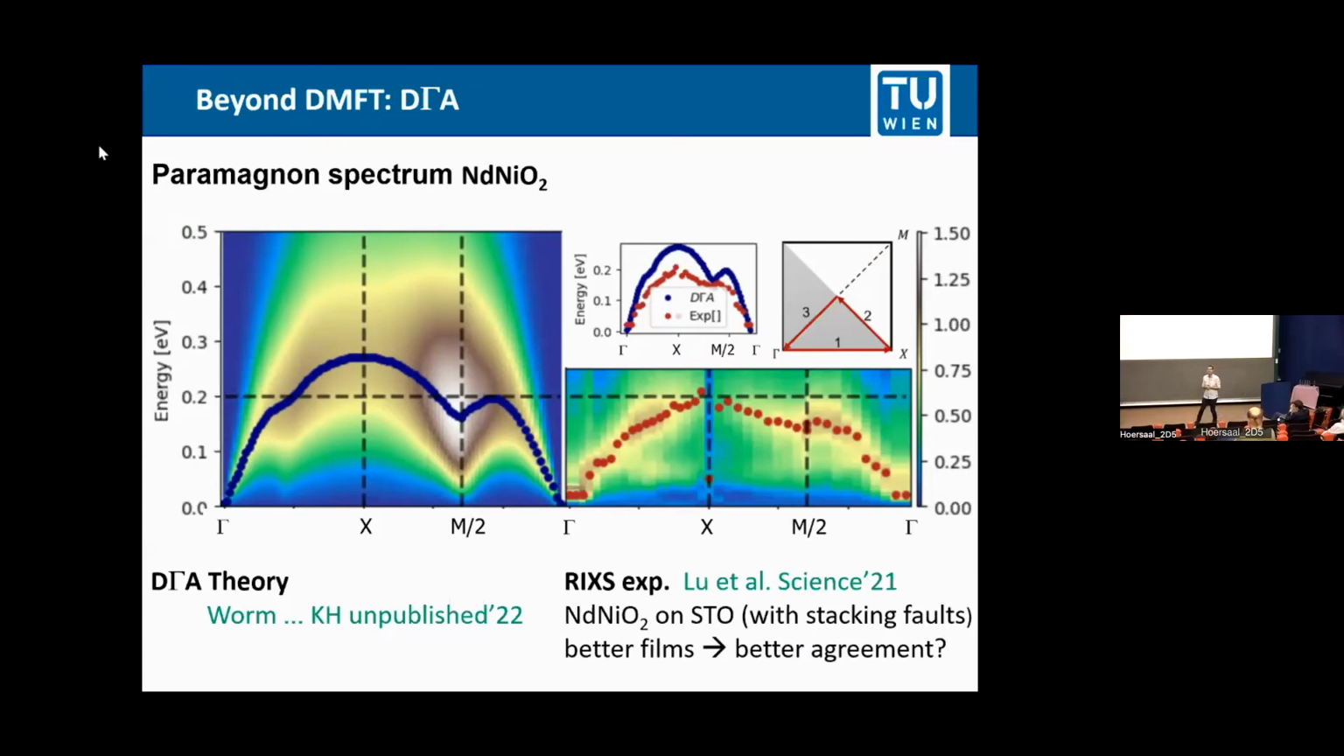Here are some very nice experiments from the Max Planck Institute in Stuttgart, the group of Matthias Hepting. They see in some films, which don't even become superconducting, some spin glass behavior. So if you have more disorder in the system, there are indications that the antiferromagnetic exchange, which dominates in the cleaner, superconducting films, gives way to other couplings too. That could be one explanation for the difference. So we are very much looking forward to seeing the RIXS experiment for the new cleaner films, and we would expect them to be somewhere in between the old experiment and our theoretical calculation.